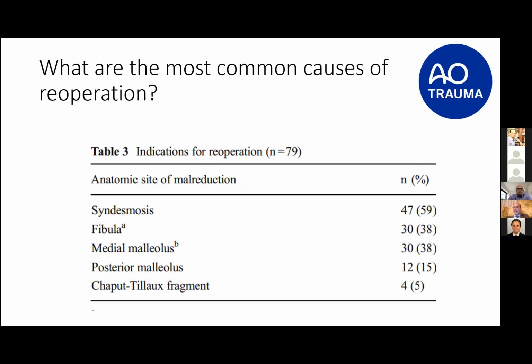We always say fibular fracture is extra-articular, no problem. Medial malleolus is intra-articular, has to be anatomically reduced, and so on. This is the classic teaching in ankle fracture. The fact is, most cases of malreduction and malunion come from the lateral side, syndesmosis and the fibula. So please take care of the syndesmosis and the fibula in the primary treatment.